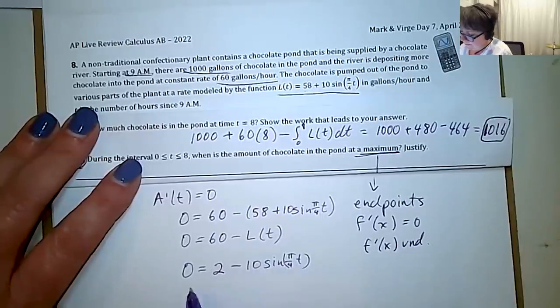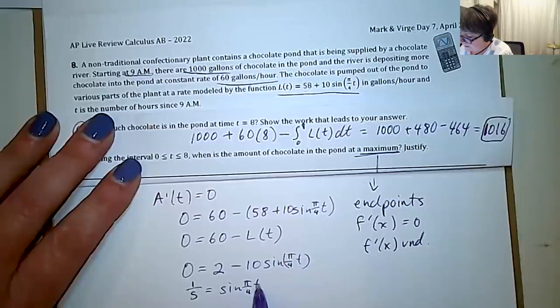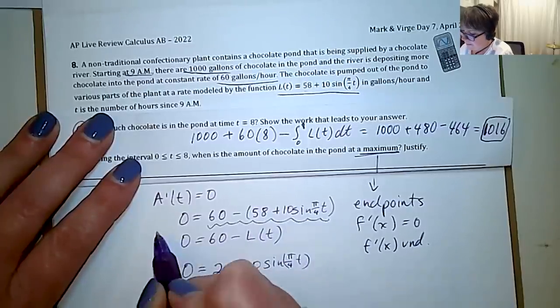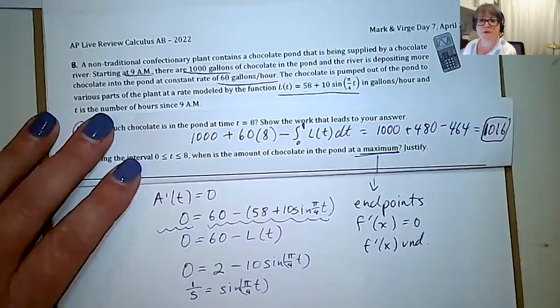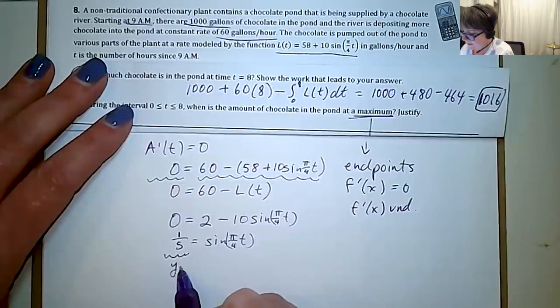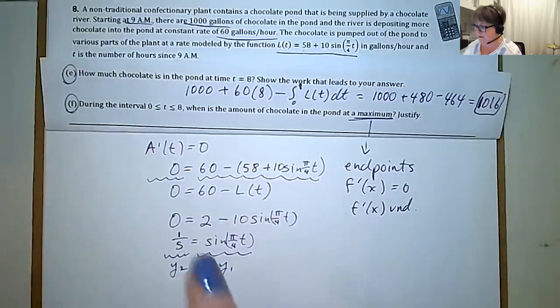And then I would go ahead and subtract 2 from both sides, divide both sides by 10 and get 1/5 equals sine of pi over 4 t. But you could definitely put all of this into your Y1 and this into your Y2 and find the intersection that way. But I'm going to put this into my Y2, this into my Y1, and find the intersection, because this is calculator active. That's not a unit circle value.